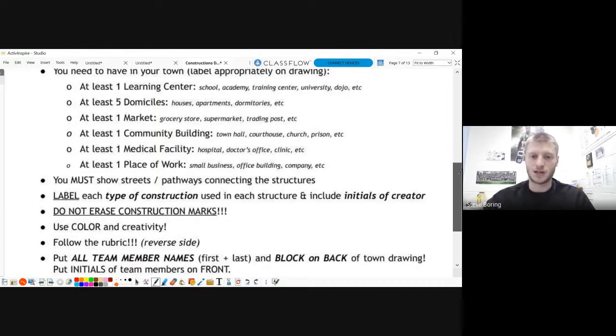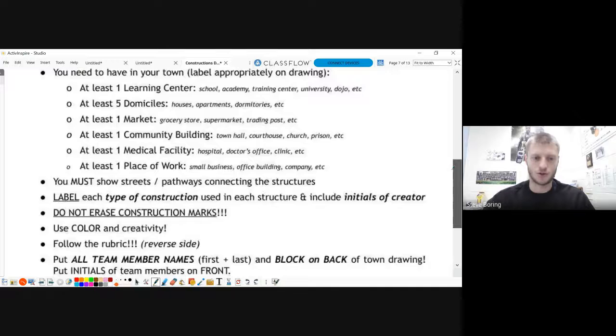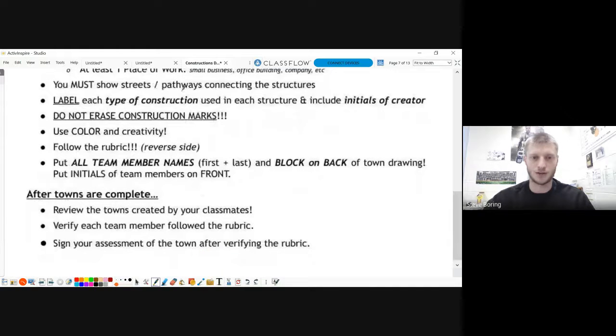You need streets to connect all the structures together. So you need a structure for all those and then streets to connect them all together. Please don't make it super blocky. Make it be creative. You need to label each construction. I talked about that. Do not erase construction marks. I need to see it. You need to show color. There shouldn't be a lot of white space.